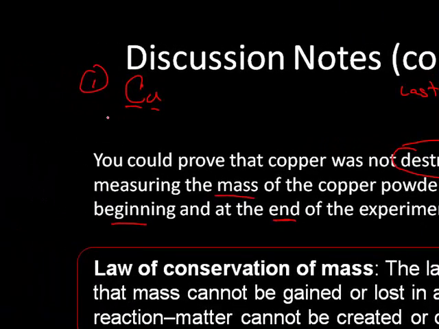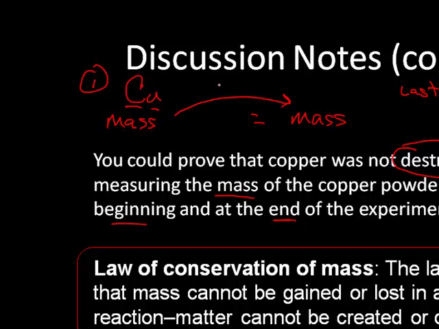Now, the mass of the copper initially, is it going to be equal to the mass of the copper at the end? If it is equal, that means that the mass before equals the mass after. However, did we have every single bit of copper at the end that we had at the beginning?